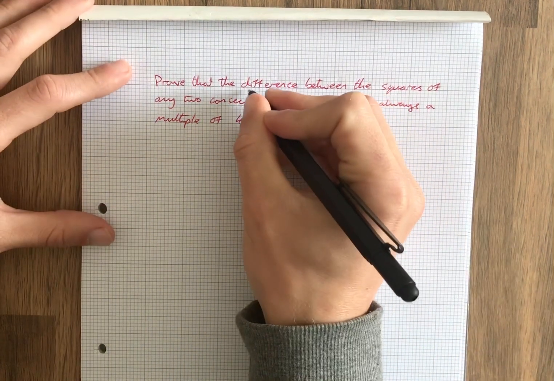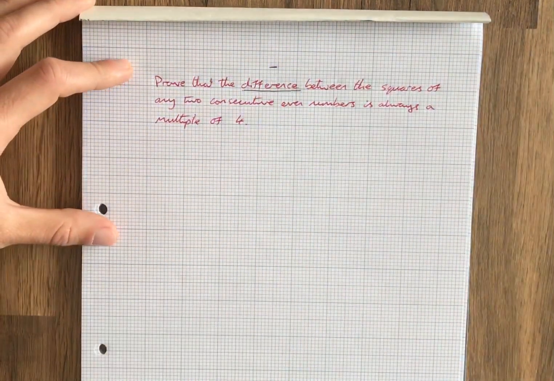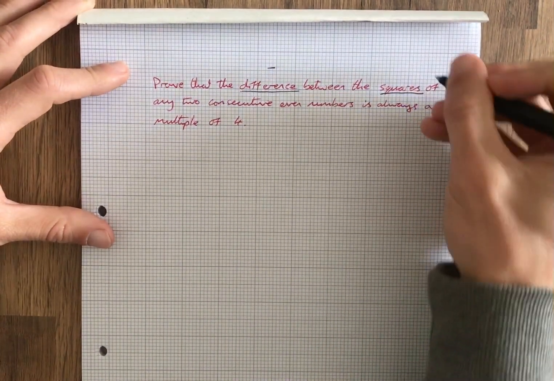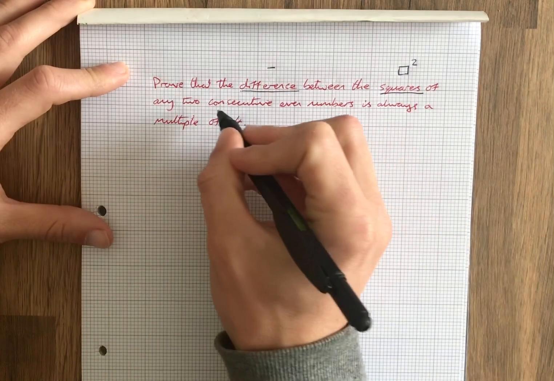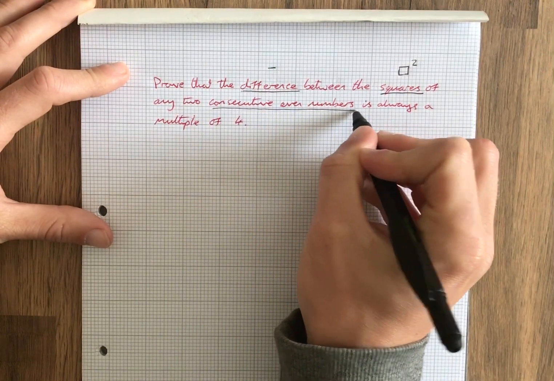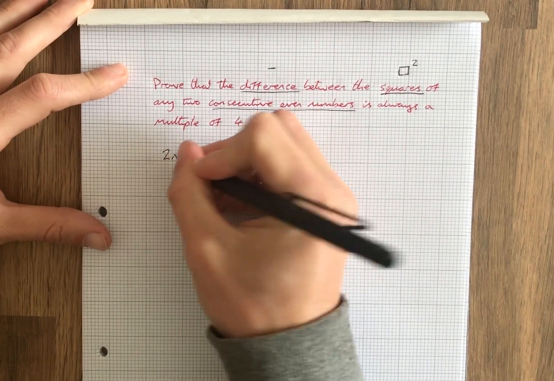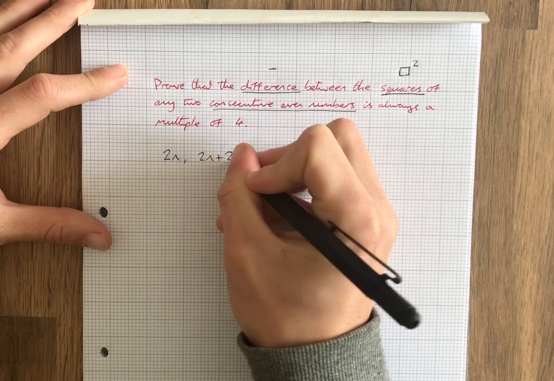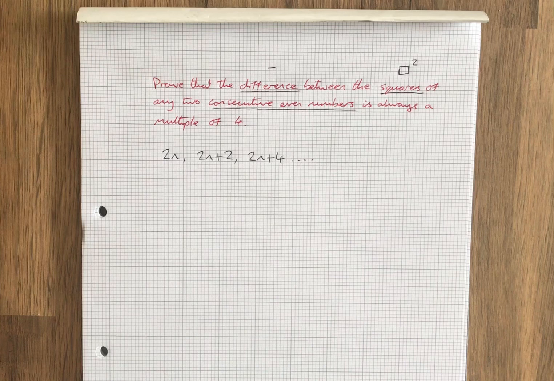So prove that the difference between, if we're finding the difference between something, we're going to be subtracting them. The difference between the squares, that means we're going to be squaring something, of any two consecutive even numbers. So we need to be thinking about consecutive even numbers. Consecutive even numbers, the first one we'd use normally would be 2n, and then following that would be 2n plus 2, and then following that would be 2n plus 4, and so on. So that is going to be useful.